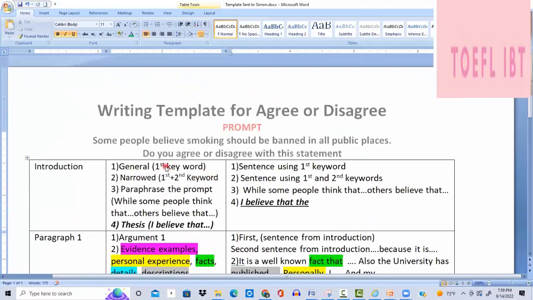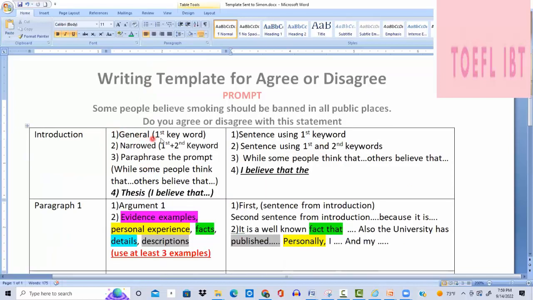So when you start to practice writing, you're going to look for, some people believe smoking should be banned in all public spaces, right? So I just need one general word, just one word from the prompt. One word. What word would you give me? Smoking. Very good. And it could be any word, but that one makes sense to me too. So I'm going to put in smoking.